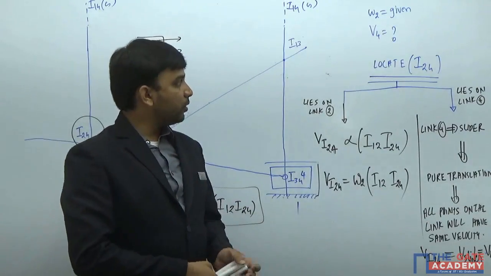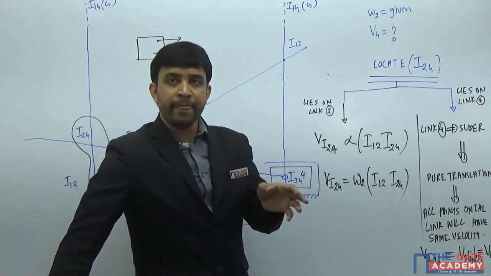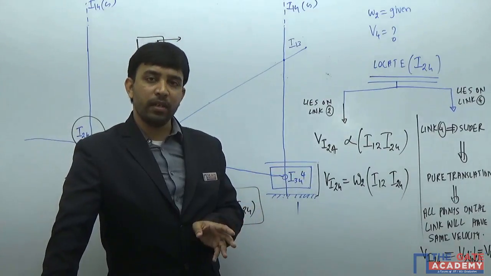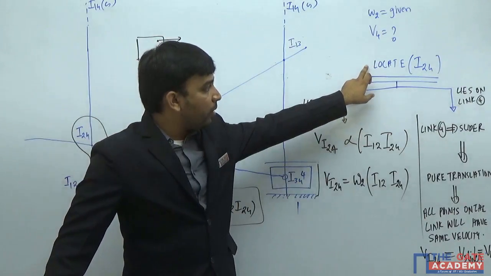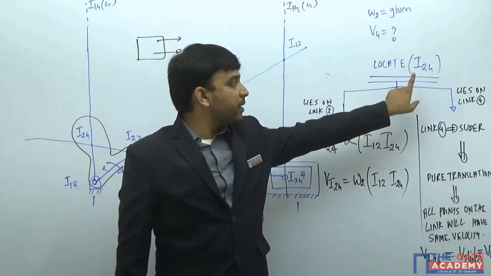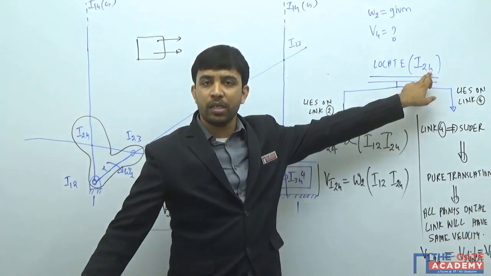So I can say, you locate the common instantaneous center. When the velocity of one link is known to you, and you are required to find the velocity of another link, you locate the common instantaneous center. After locating it, this common instantaneous center may lie on link number 2, or it may lie on link number 4. It may also lie outside both the bodies.